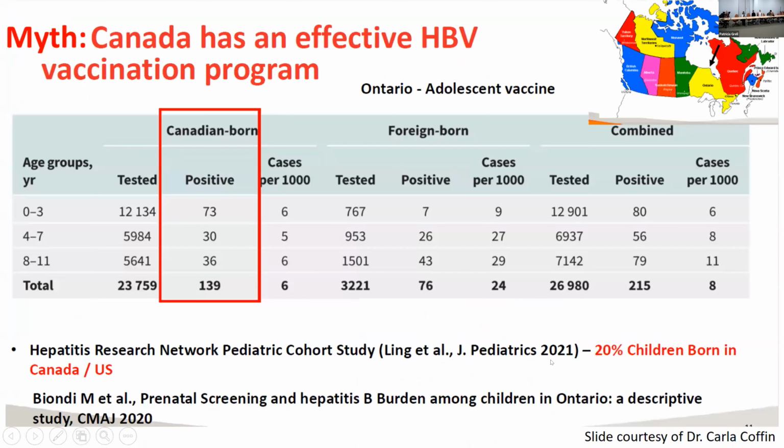Why is this an issue? Well, if our vaccination program is so effective in Canada, we shouldn't have data like this. This is a study that was done in Ontario, where they looked at Canadian-born and foreign-born children who are being treated for hepatitis B. Foreign-born, while it's unfortunate, we wouldn't necessarily be able to intervene with birth dose vaccination for people who came to Canada. But for those who are Canadian-born, this is where the numbers I find are shocking. That means that 139 people who were born in Canada contracted hepatitis B while in Canada, despite the fact that we have all of these other measures that we can do to help prevent transmission.